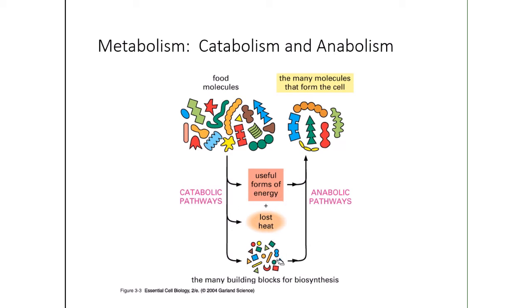Then you take these building blocks and build something that you need in the body. For example, actin is a protein that we need. So you take the amino acids necessary to build the actin, and you build them using the anabolic pathways. These are your anabolism, and to build things, you need energy. The energy that you release from your catabolic reactions is used to drive the anabolic reactions.